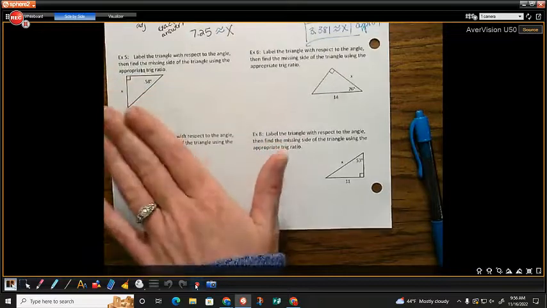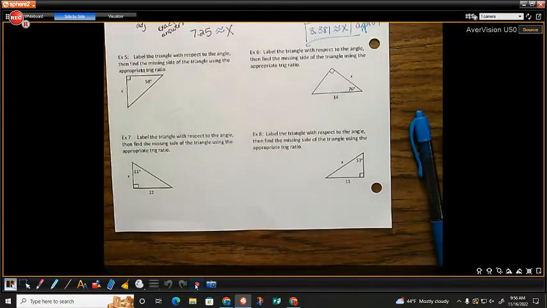Try setting up and solving number 5. I'll give you a couple minutes. Y'all work together.